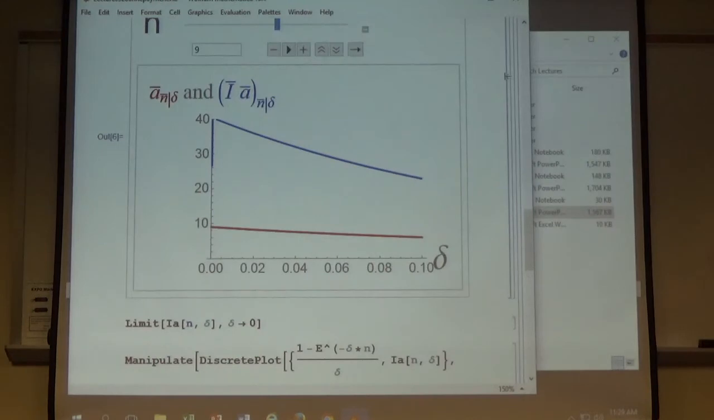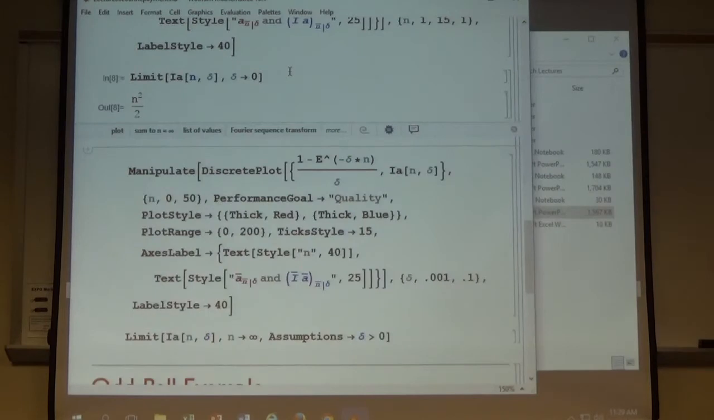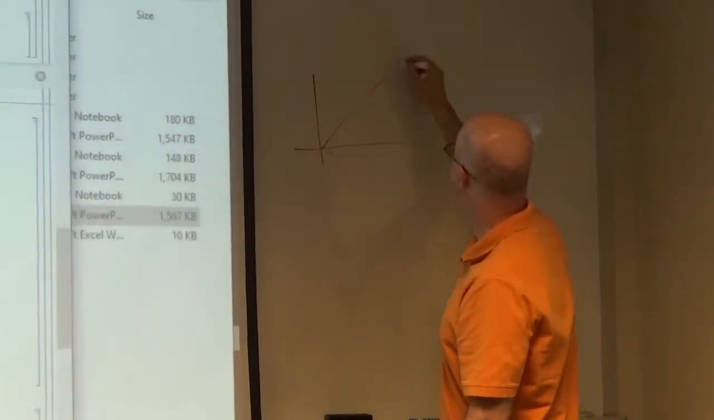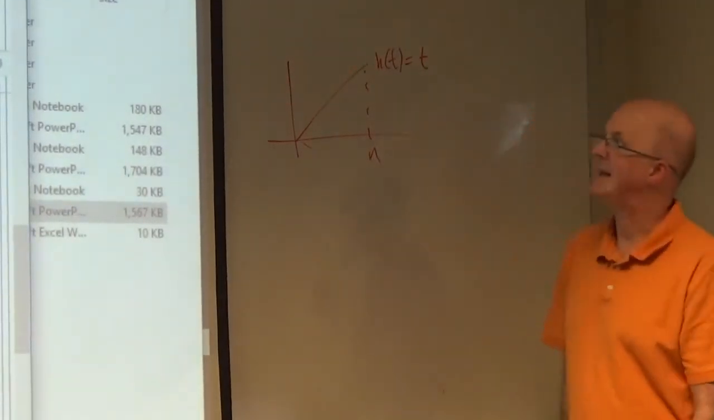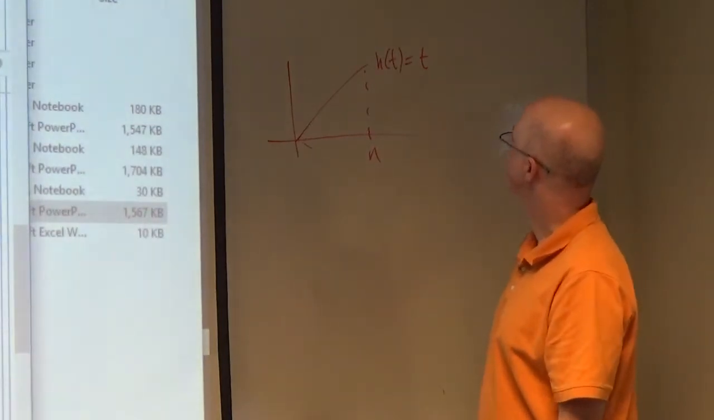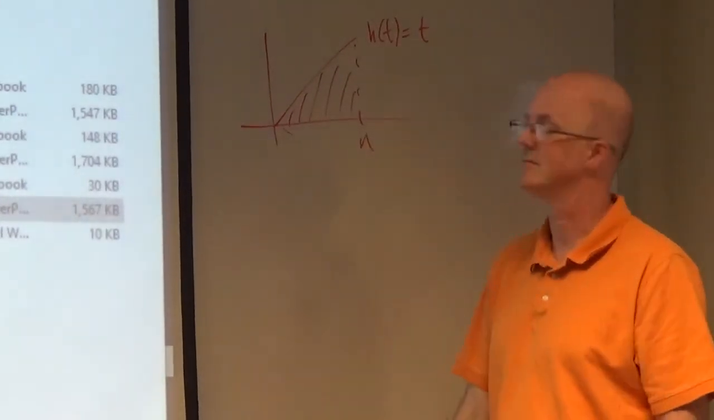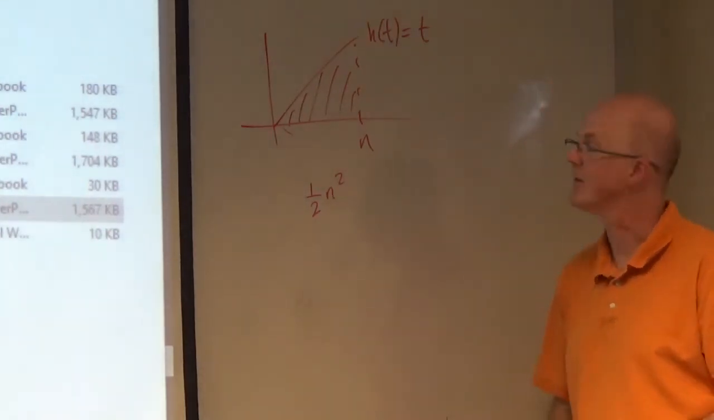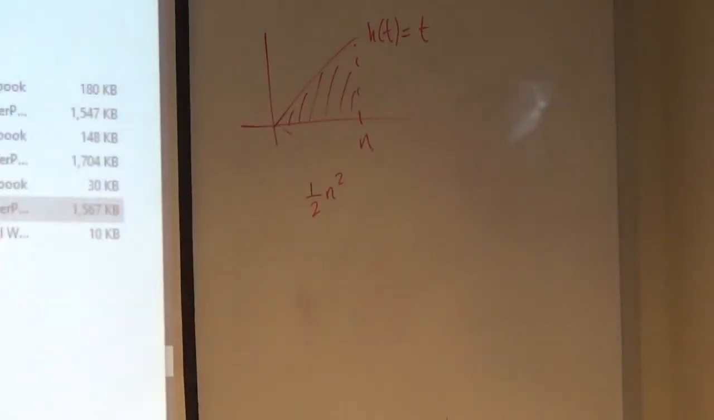Does the blue graph have a limit as delta goes to 0? Yes, it does. And that limit is n squared over 2. Why would it be n squared over 2? Why don't we come over to the board here? h of t is t here. If the interest rate is 0, the present value of this thing is going to be the same as the area under the curve. We don't have to discount this function at all. And the area under the curve there is going to be 1/2 n times n, 1/2 n squared. 1/2 base times height, it will be a triangle. And therefore, that's why this limit is n squared over 2.